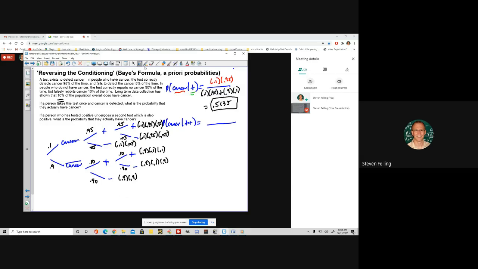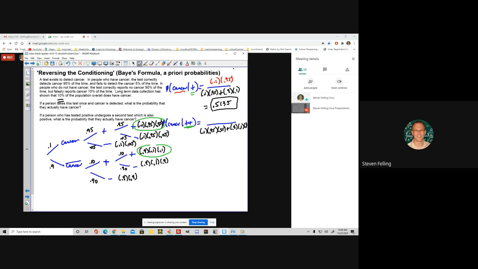So which of these qualify as the conditional sample space? They have to have both positive tests, right? Out of all 6 of these outcomes, the ones that are both positive are this one and this one. So we'll add those up. We would have 0.1 times 0.95 times 0.95 plus 0.9 times 0.1 times 0.1.